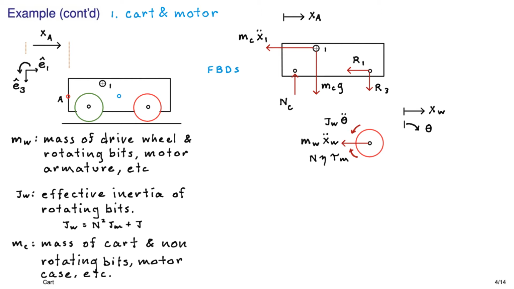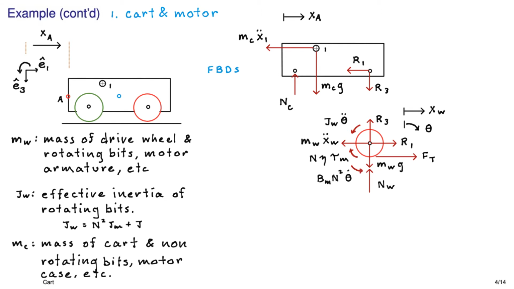And now we have the motor torque, which is N, the gear ratio, multiplied by some efficiency, eta, of the gearbox. And if you need to see more information on that, you could go and look at the motor modeling video. And there's our reaction forces, equal and opposite to those that were applied to the cart. There's the traction force, and the weight of the rotating bits of the motor armature and the wheel. And there's the normal force.